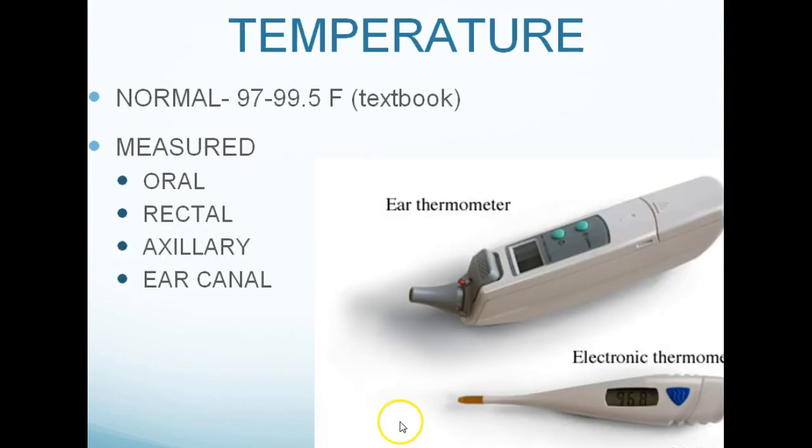Now let's talk about temperature. Normal temperature, 97 to 99.5. In your textbook, I will tell you, your normal temperature on page 479, which I will go by, says in your textbook 96.8 to 99.5. And that would be 36 degrees Celsius to 37.5 degrees Celsius.